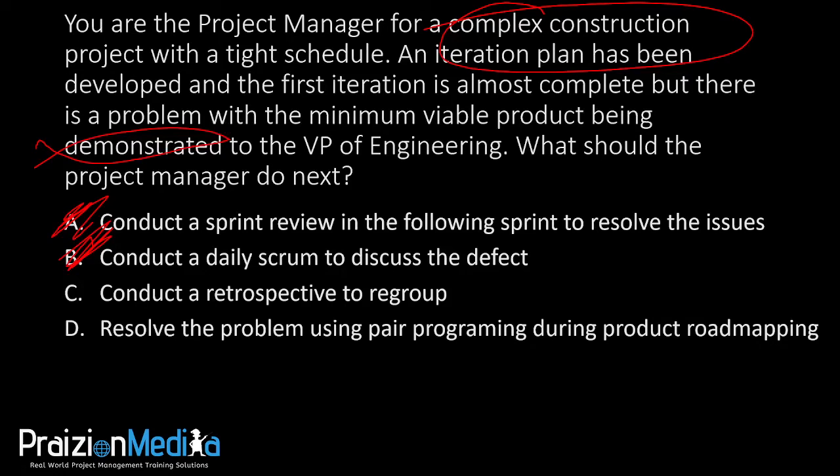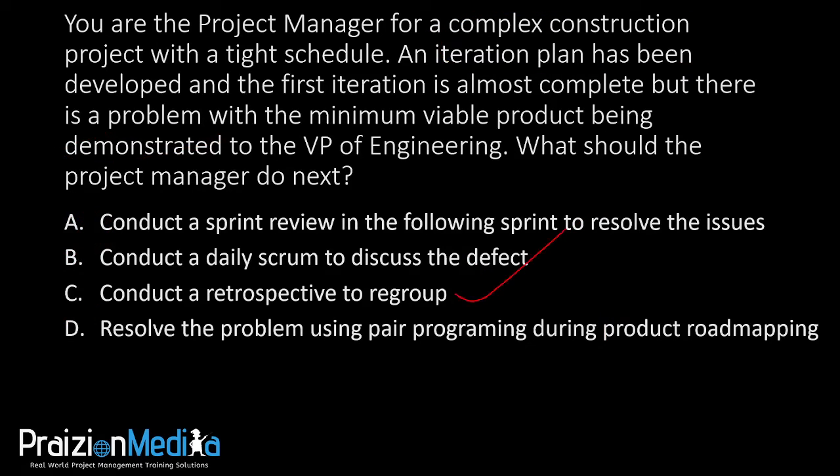Moreover, it says during product road mapping. You wouldn't be doing pair programming in the middle of road mapping. So A, B, and D do not make enough sense. The most sensible, most logical, in line with what and how we do things in Agile is option C. So everything else is bogus or incorrect.